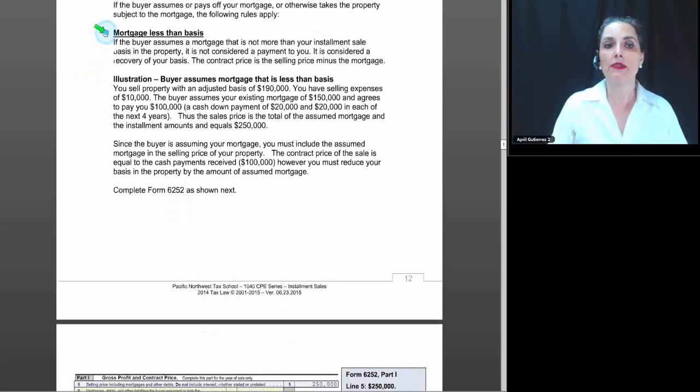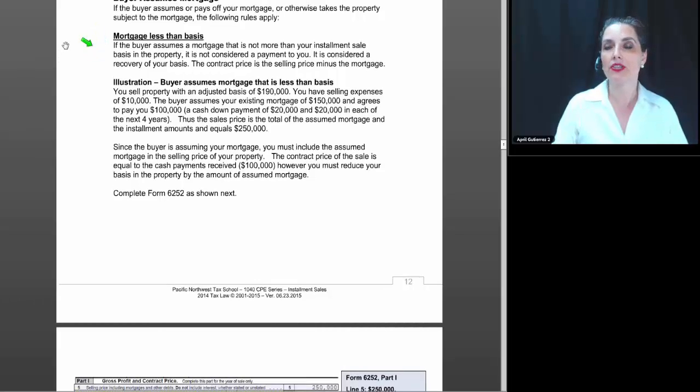Firstly, we have the rules that apply if the mortgage that the buyer assumes is less than your basis in the property. So, for example, you own a property that has a basis to you of $100,000, and the mortgage that you have on it is $50,000. 50 is less than 100, and so this is the rule that would apply to you. The mortgage is less than the basis. If the buyer assumes a mortgage that is not more than your installment basis in the property, it is not considered to be a payment to you. It is considered to be a recovery of your basis. The contract price is the selling price minus the mortgage.